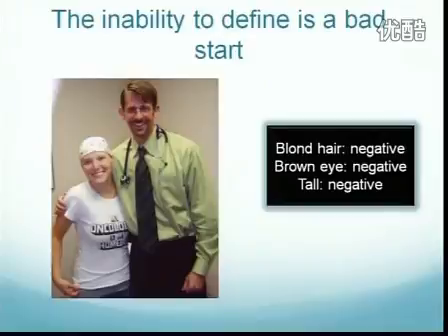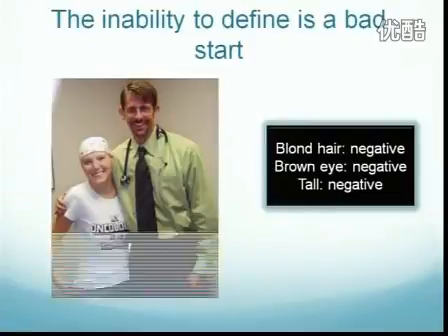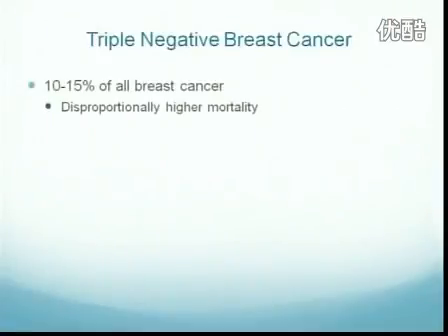If we look at Sarah and try to describe her, we can call her blonde-hair negative, brown-eye negative, and tall negative. But you've not learned anything about Sarah. You just learned what she's not. And that's essentially how triple-negative cancer is defined today. We define the cancer by what it's not, ER, PR, HER2 negative, not by what it is. Triple-negative makes up about 10 to 15% of all breast cancer, with a disproportionately higher mortality.